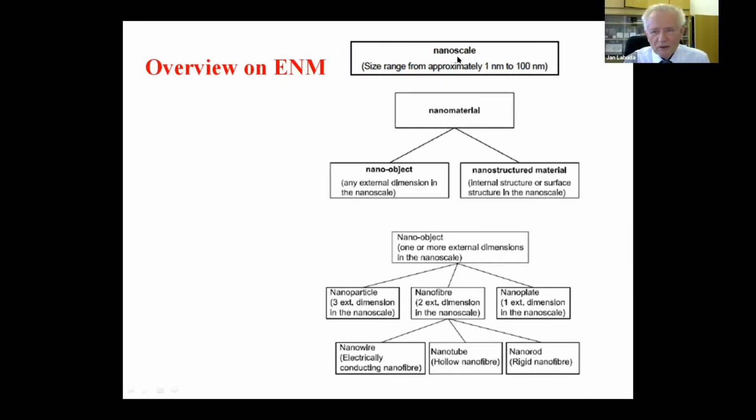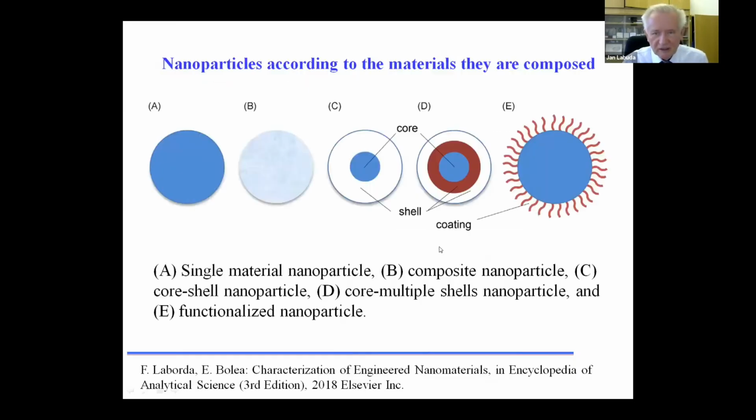As we probably know, nanoscale materials are distinguished as materials with at least one dimension between 1 and 100 nanometers. They are generally divided into nano-objects and nanostructured materials. Regarding nano-objects, according to the nano dimensions, we speak about nanoplates, nanofibers, nanoparticles. With 2 dimensions, there are nanotubes, as we have heard in the previous lecture.